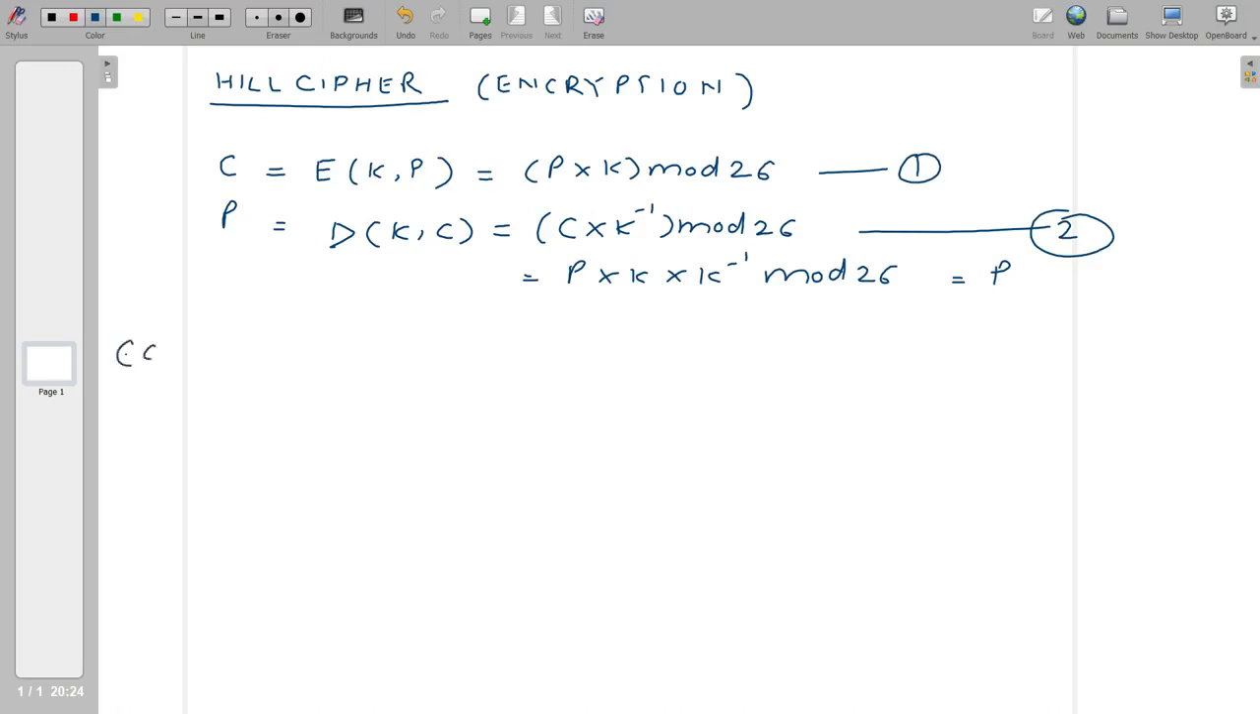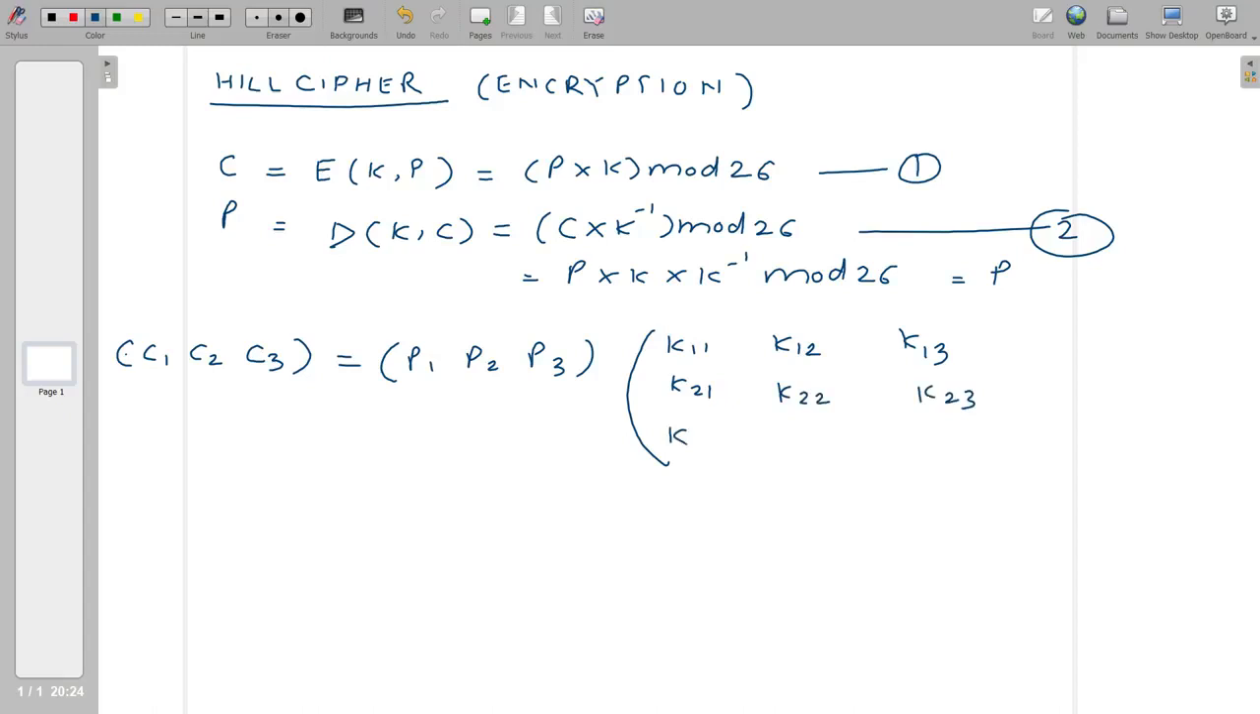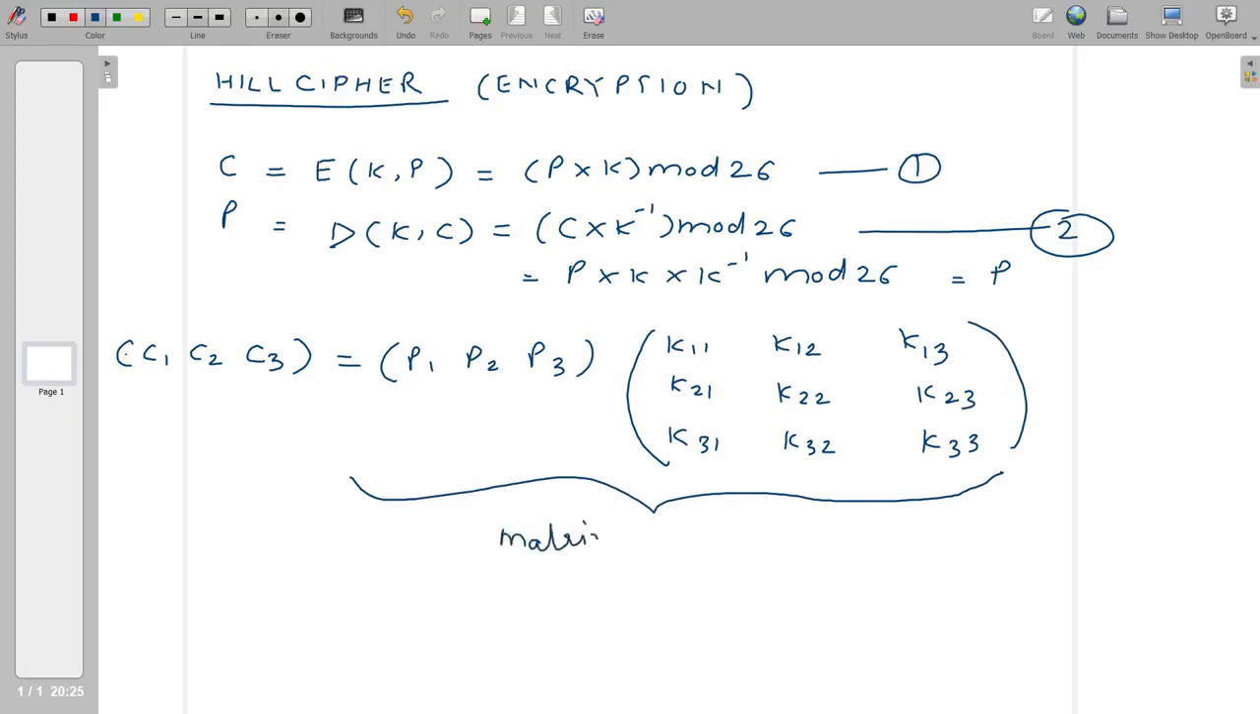Let's say C1, C2, C3 are ciphertext letters. These ciphertext letters can be formed from P1, P2, P3, which are plaintext letters, and the key K11, K12, K13, K21, K22, K23, K31, K32 and K33. So this is matrix multiplication. How are we going to get the ciphertext? We are going to get ciphertext using matrix multiplication.